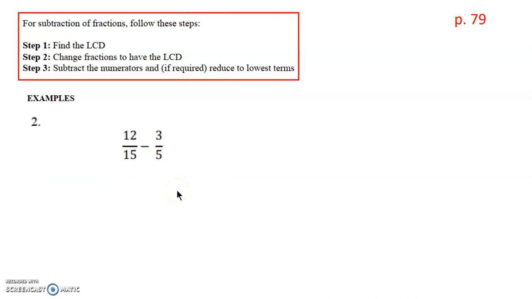For example 2, we have 15 and 5. So in this case, the lowest common denominator is already there. It's 15, so we only have to change the second fraction. So we're going to multiply 5 times 3 and do the same with our numerator. Then we're going to rewrite. So 12 over 15 minus 9 over 15 is equal to 3 over 15. Now we can see that our fraction is not in lowest terms, so we are going to reduce the fraction by dividing both the numerator and denominator by 3, giving us an answer of 1/5.